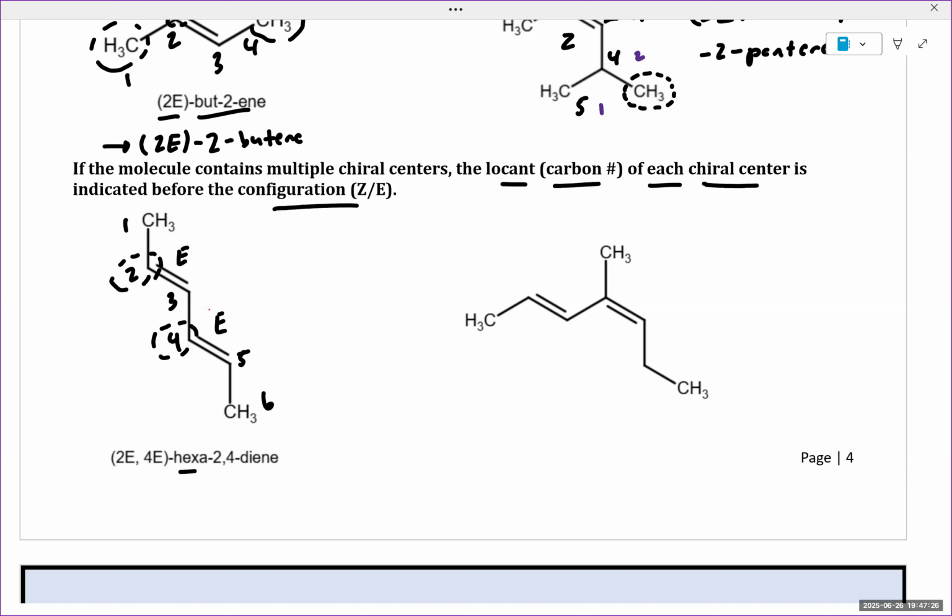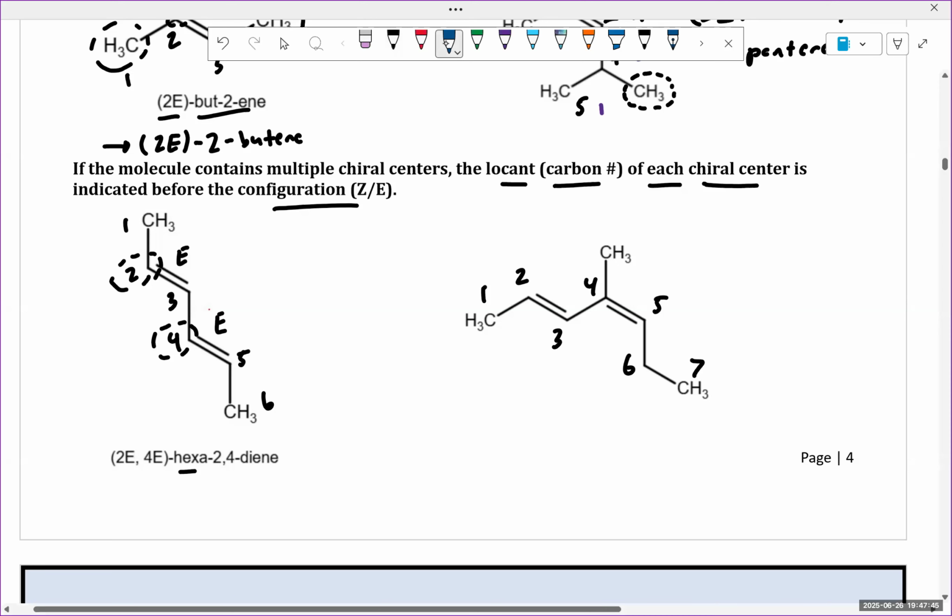Let's try to apply what we've learned, and I'd like you to take a moment and try to name the following compound. I will give you a hint that because we want to give the alkenes the lowest locant number, you would number it as follows. Okay, so pause the video, work through that, and then we'll discuss.